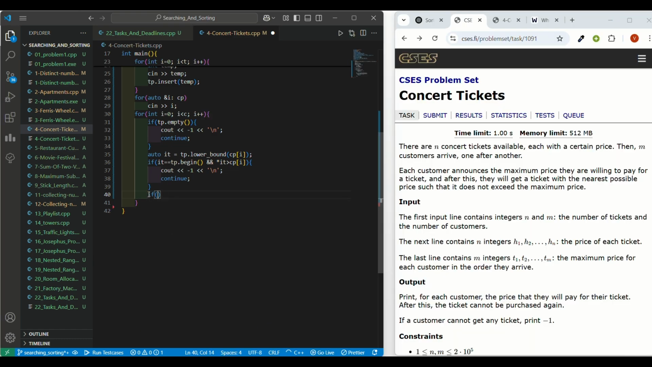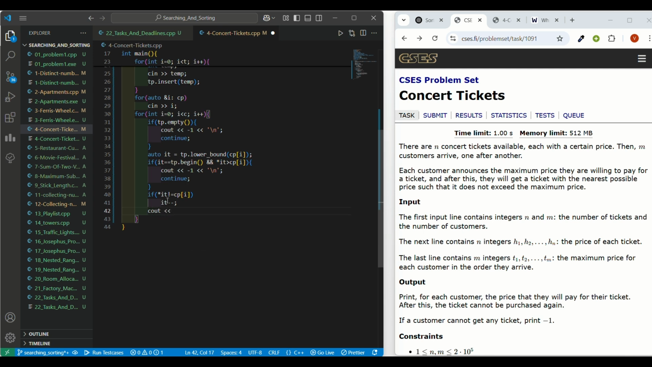After that we will move to the next line. Now case 3 is, let's say if dereference it is not equal to cp of i, whatever this customer is willing to pay, it is not equal to the ticket price for this particular ticket. That means we have a ticket price higher than what our customer is offering. Whatever our customer is offering, it is lesser than the price of this ticket. So in that case, we will decrement our it by 1. This is case 3.